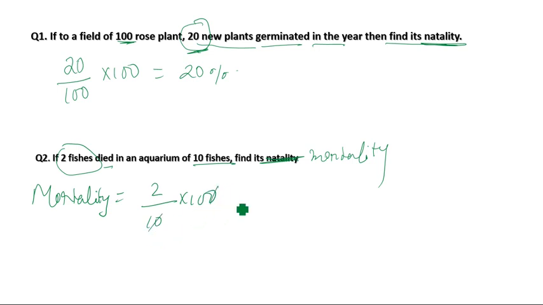So how much is it? It will be 20% again. So here 20% natality means 20% new added on, and here 20% mortality means 20% omitted out, or 20% is dead. Now this kind of little questions can come up in your upcoming CBSE as well as in NEET examinations as well. Now let's move to the next part.